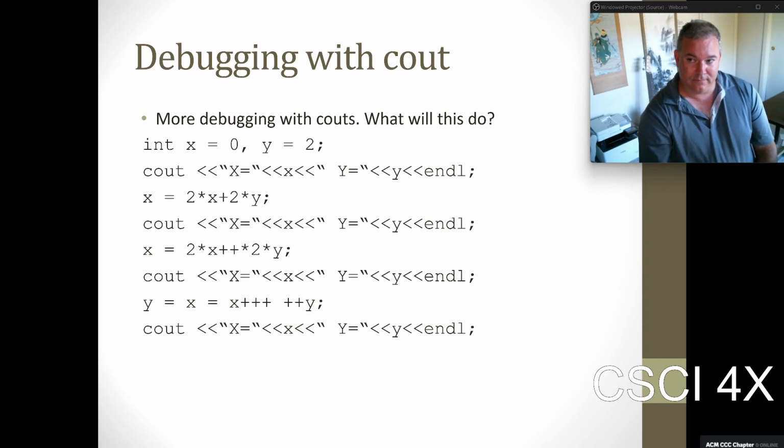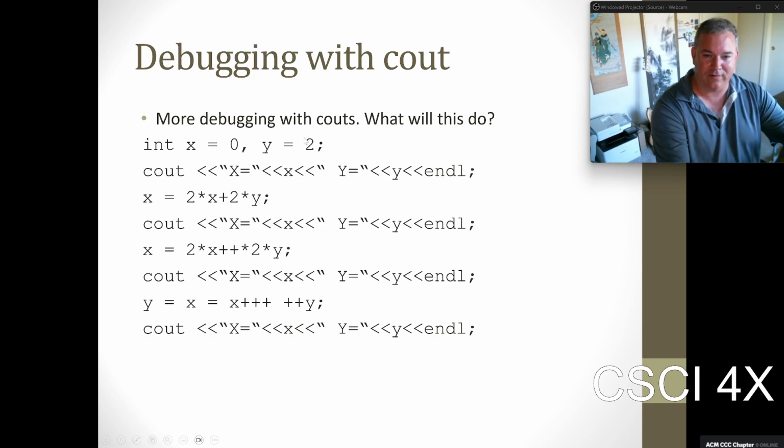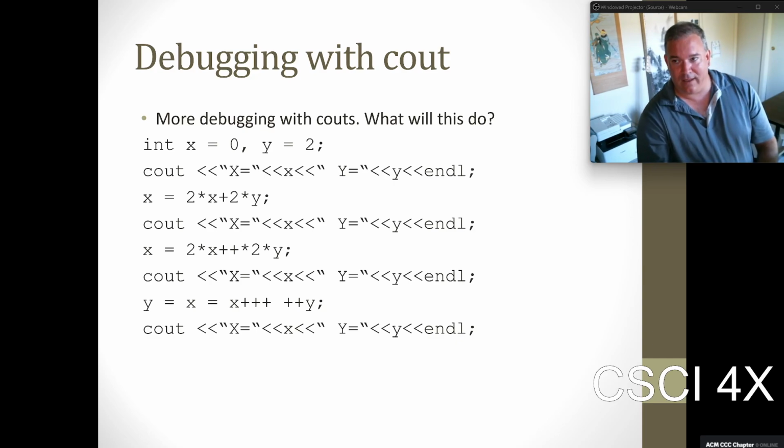Okay? So let's do it together. Let's see if you guys can figure out what's going on here. So we've got integer x is 0, y is 2. We say x is equal to 2 times x plus 2 times y. What is the value of x after that first statement there? After we say x is equal to 2 times x plus 2 times y, x is 0, y is 2. What is the value of x going to be after that line?